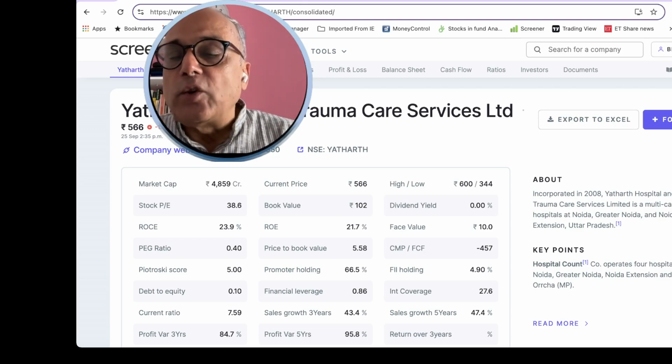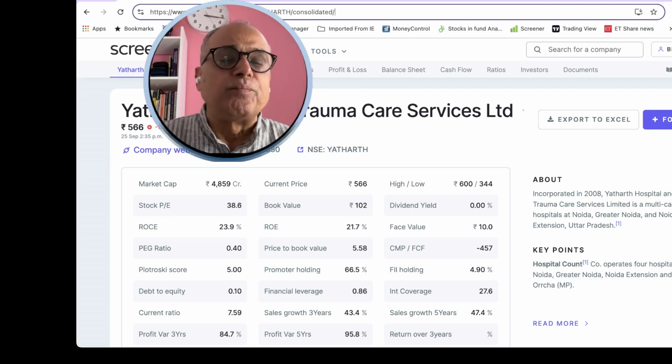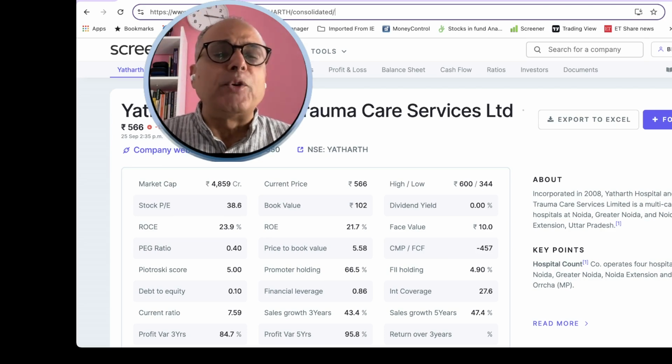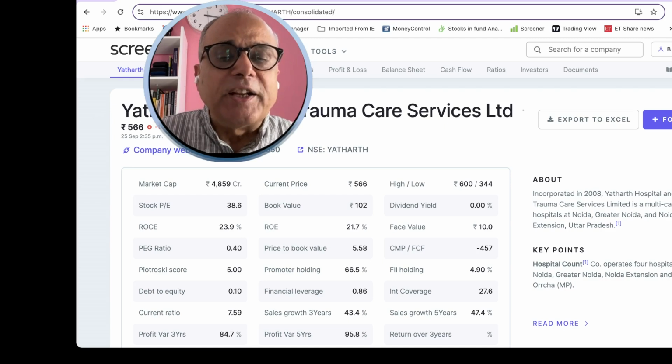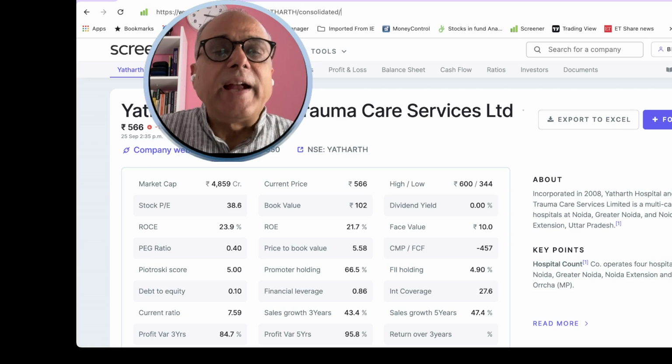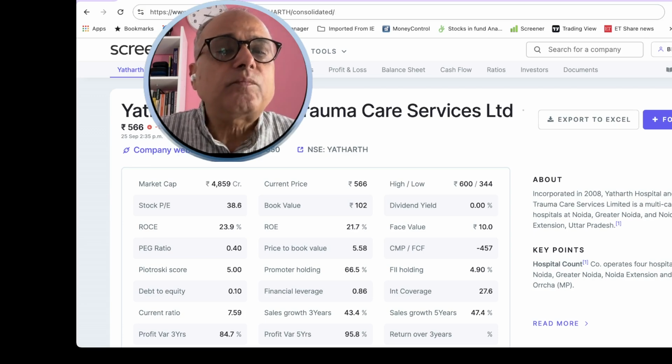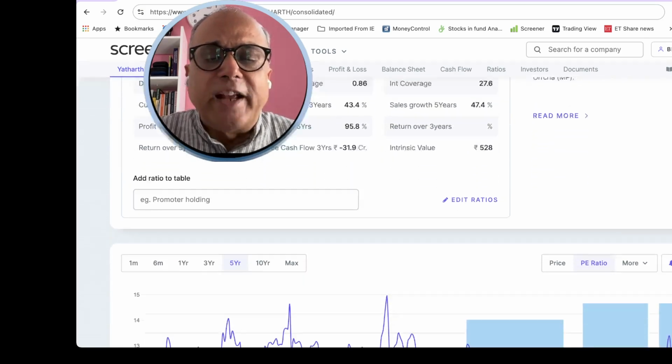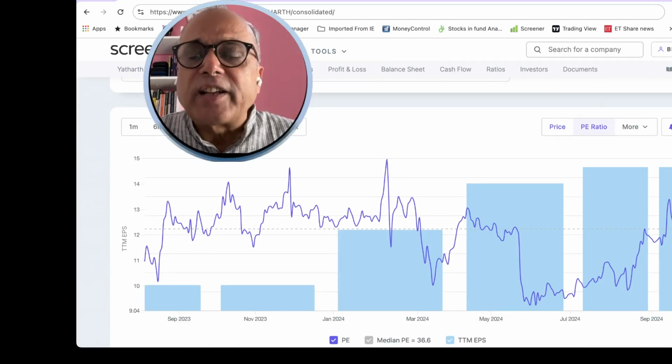It's a hospital chain in Noida and Greater Noida in Uttar Pradesh. The company made an IPO some time back, and the company is doing quite well. Today it is trading at about 38.6. And when you look at this company's performance, the price has run up quite well.